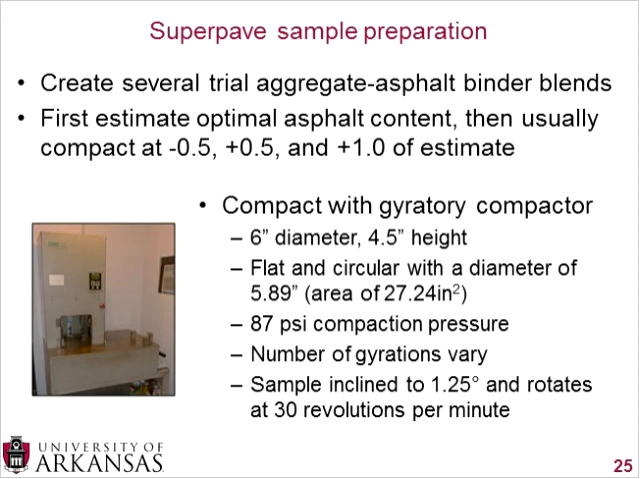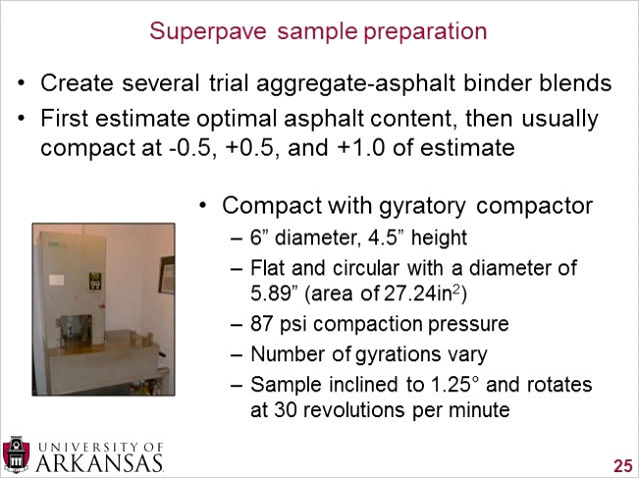And you compact using the Superpave gyratory compactor, and you can see a very typical Pine compactor on the left. It's on the older side, but it's our workhorse here at the University of Arkansas. And you get a 6-inch diameter sample, and you generally get about 4.5 inches in height. Now you can vary that height depending on what you want to do with the sample. The compactor has plates on the inside, so your diameter is actually a little less than 6 inches. It's 5.89 inches that you're actually compacting, and that gives you an area of 27 square inches.